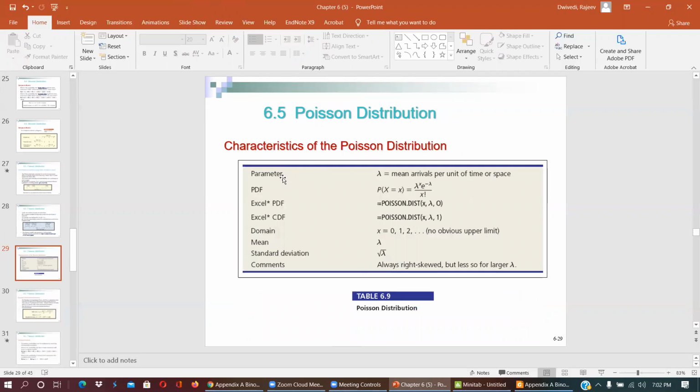So here this is again the summary slide of the distribution. The PDF is this. Its mean is lambda, which is the average. Standard deviation is again the square root of lambda. So if you know the average, do the square root, you get the standard deviation. This is the formula. PDF, CDF, all these things are there.